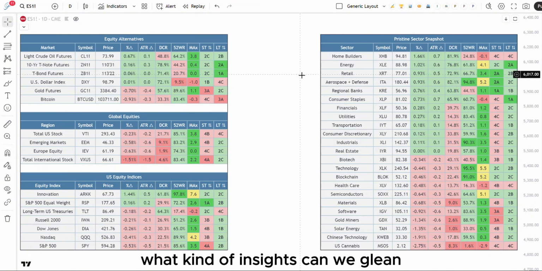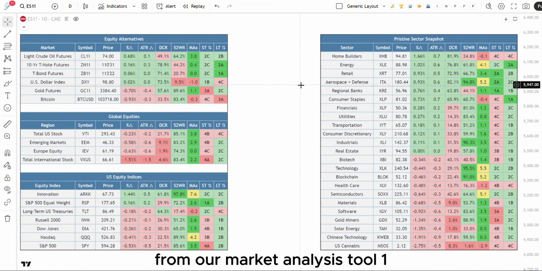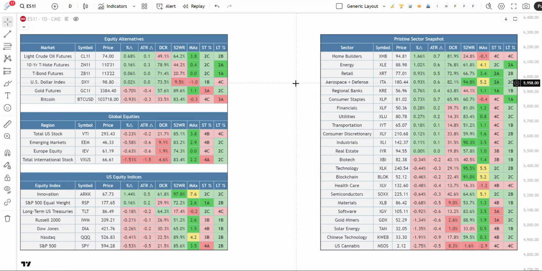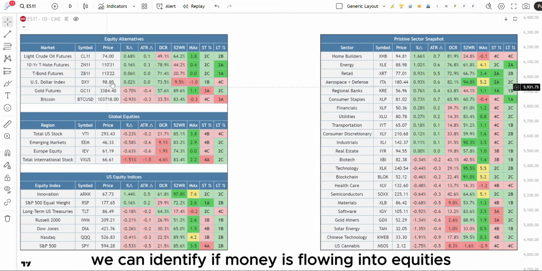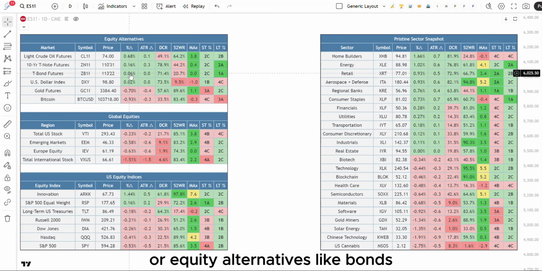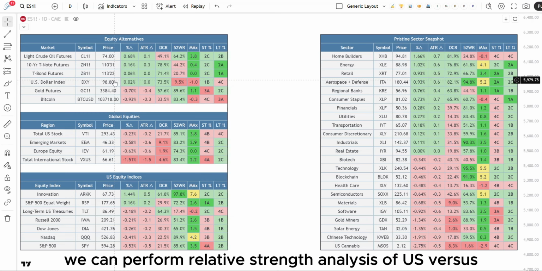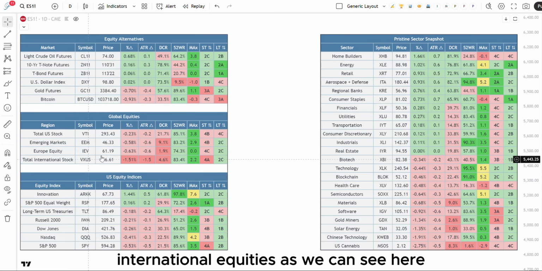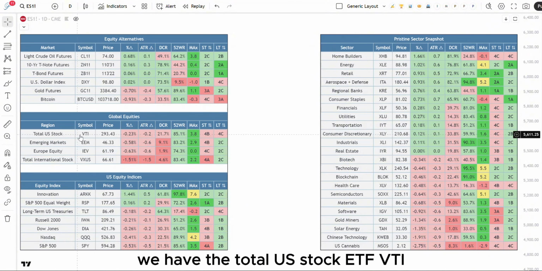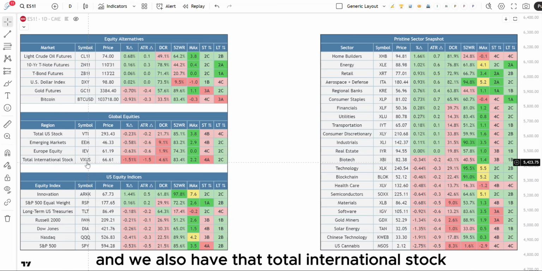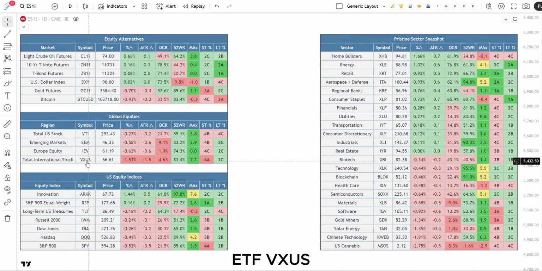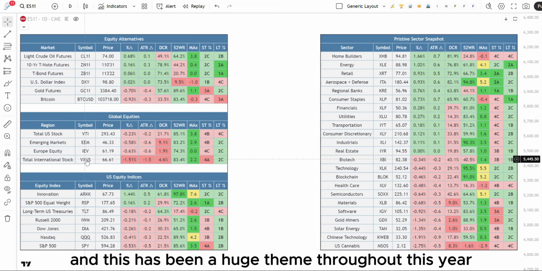Moving on, what kind of insights can we glean from our market analysis tool? 1, we can identify if money is flowing into equities or equity alternatives like bonds, gold, and Bitcoin. Next, we can perform relative strength analysis of US versus international equities. As we can see here, we have the total US stock ETF VTI, and we also have that total international stock ETF VXUS. And this has been a huge theme throughout this year.